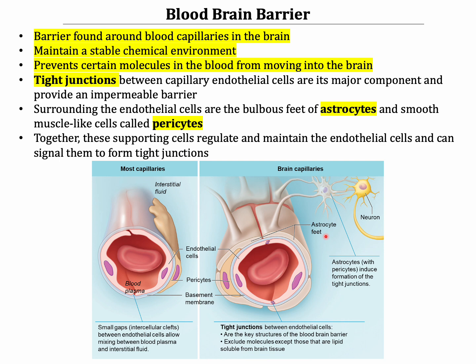So only certain molecules can pass through the capillaries and get to the brain tissue. This really helps to maintain a stable chemical environment. It prevents certain molecules and pathogens from infecting the brain. So it's a very, very important protective layer here.